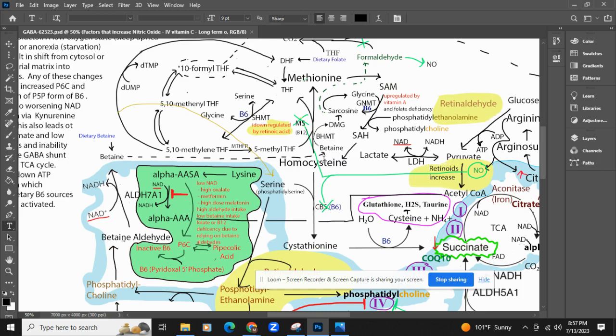But again, what if you are one of those people that has a polymorphism that slows down your CBS gene and that leads you towards upregulating the pathway this way and you have high methionine levels? We're not able to tell that on people. So a normal amount of betaine in the diet would be between 250 and 500 milligrams of betaine a day.